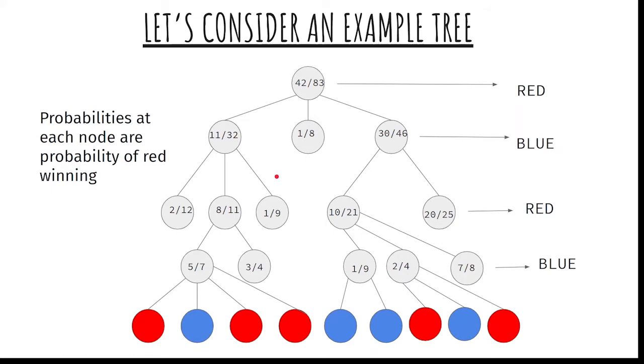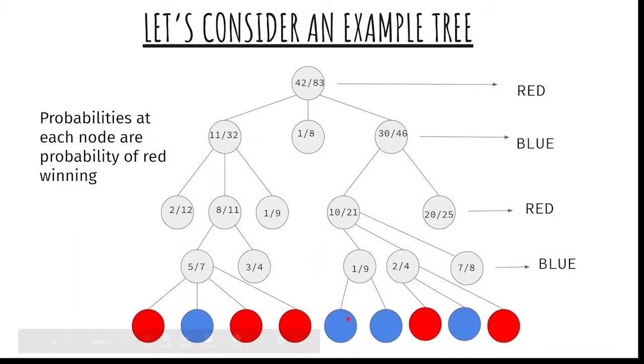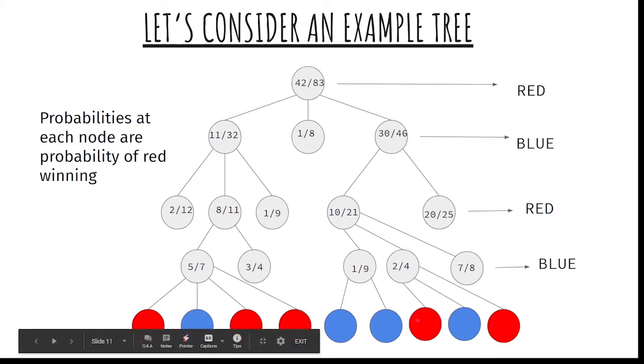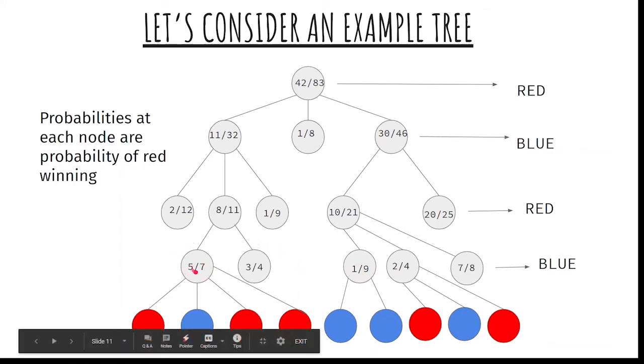So let's look at the selection procedure. This is the game tree that we have constructed, where each of these leaf nodes represents either a win for blue or a win for red. In alpha beta pruning you would have had heuristic values at each of these nodes, but here you have probabilistic values. So let's look at what this value actually represents.